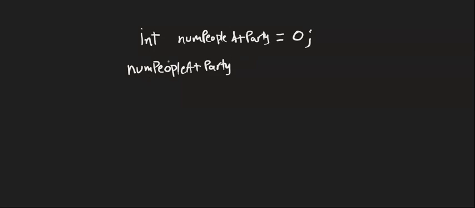What you can do without the increment operator is just set this equal to num people at party. I'm not going to write the whole thing because it takes a long time. I'm just going to say num, and then you can do plus 1. That's completely valid. It doesn't make sense at first. It's kind of weird. It's like num people at party is 0, and then you add 1 to it, and you set that equal to 0. 0 is not equal to 1. That's just math. Don't think about it like that.